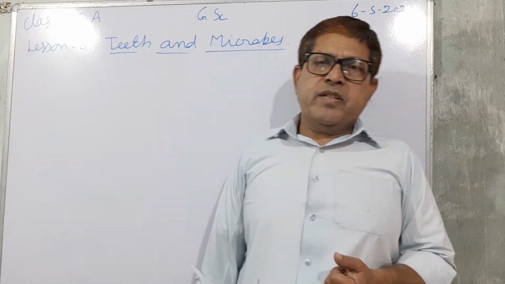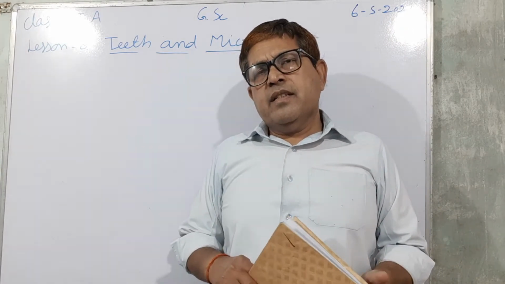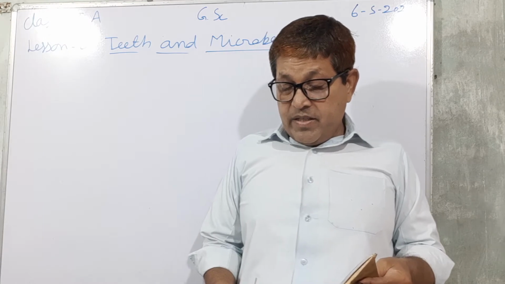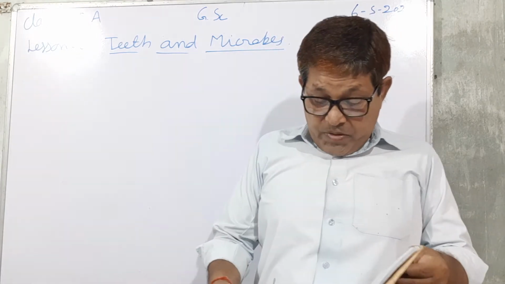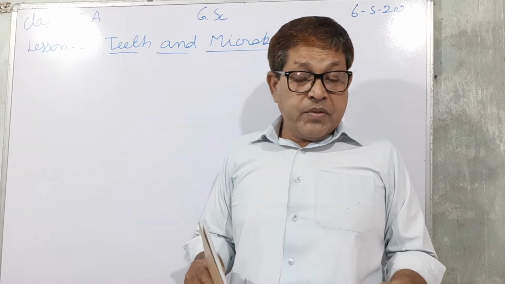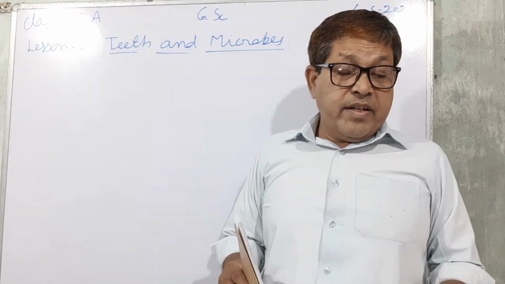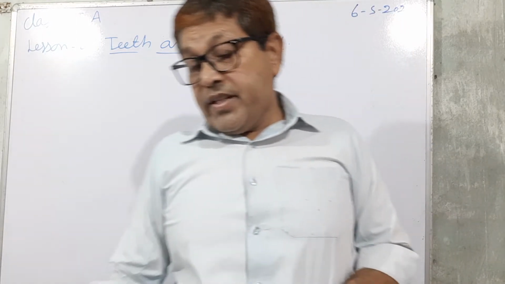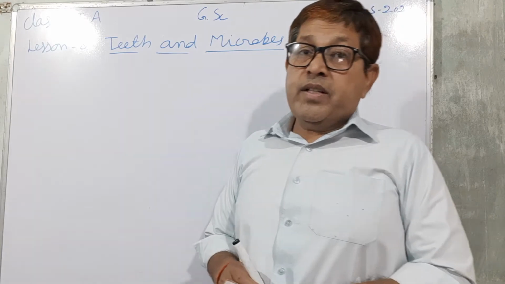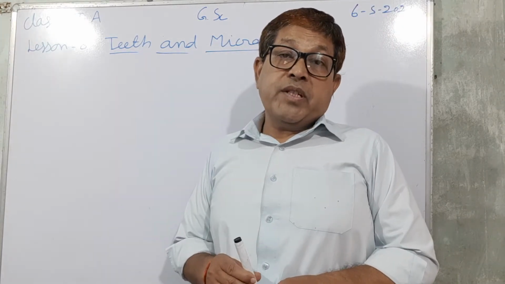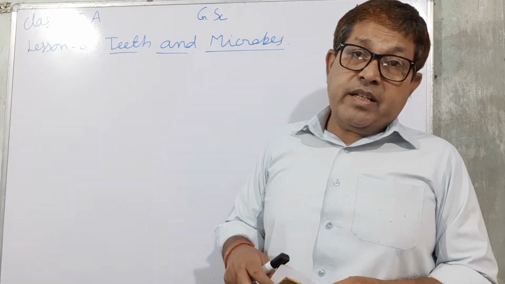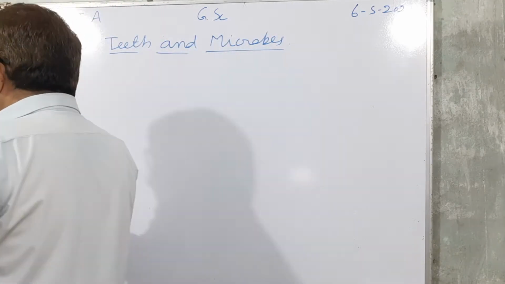16 in each jaw. Teeth are composed of calcium and phosphorus. So we have to study in detail about the teeth today. Kinds of teeth. All the teeth are not of the same type, but we have various types of teeth. So we have to study how many types of teeth there are and their functions.